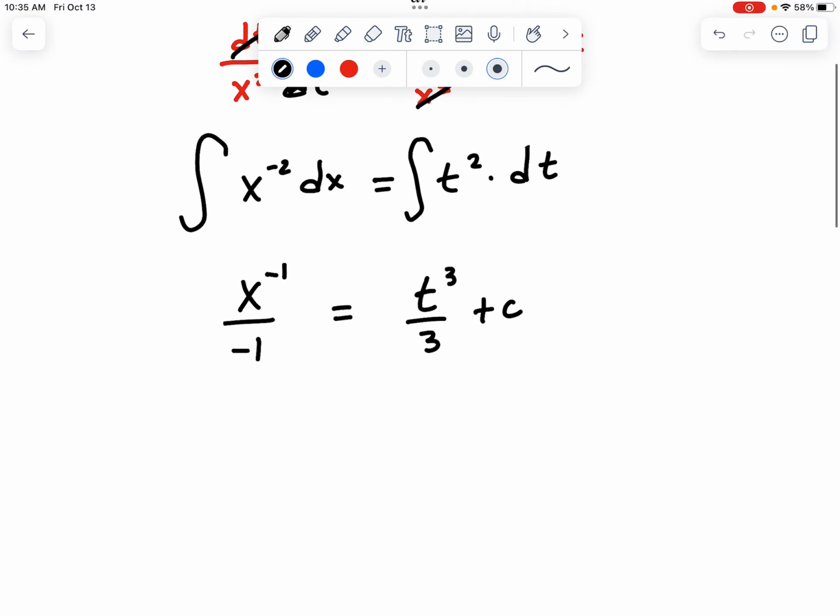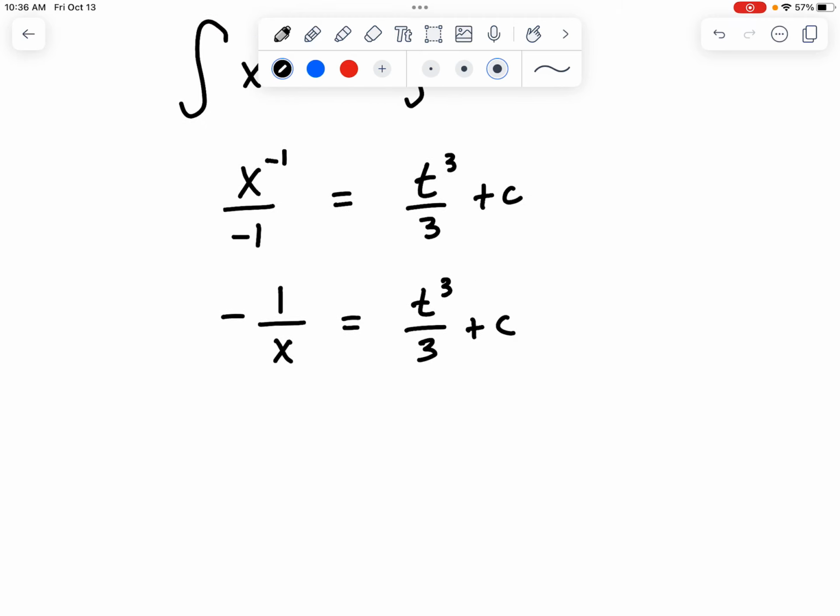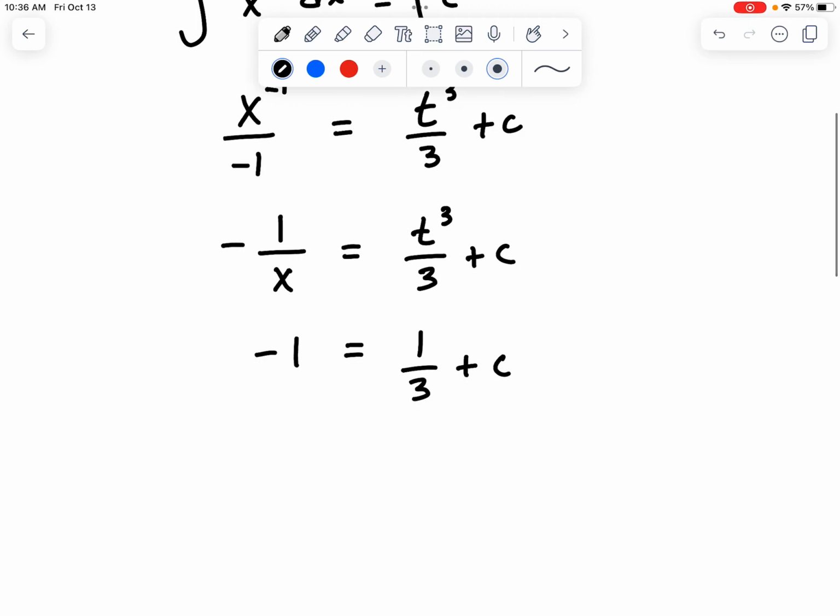So if you substitute a 1 for each of them, you know what, on the left side, I think I'm going to rewrite it as negative 1 over x. I prefer to not use negative exponents. Okay, so now if you substitute a 1 for t and a 1 for x, we can solve for c. So on the left side, that would be negative 1 divided by 1. And on the right side, that's going to be 1 cubed over 3. And then we can solve for c.